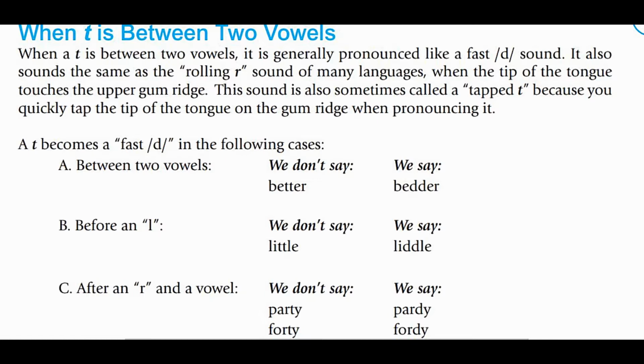The T becomes a fast D in the following cases. Between two vowels, we don't say better, we say better. Before an L, we don't say little, we say little. After an R and a vowel, we don't say party, we say party. We don't say forty, we say forty. Note, the T does not change to a fast D sound if the T is within a stressed syllable. We don't say attack, we say attack.